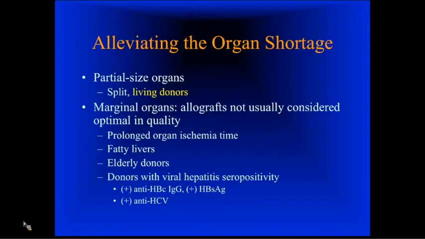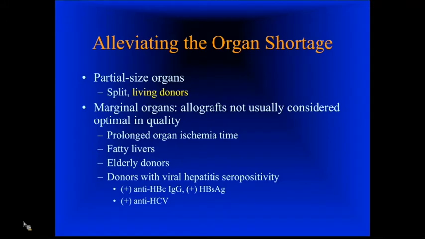This is how I'm going to segue into live donor transplant: how do we solve the organ shortage, or at least answer part of it, by looking at expanding beyond the use of whole organs. So we're looking at organs from deceased donors in partial size, such as split organs, splitting one whole liver for two recipients. Another partial organ option would be the use of live liver donors.